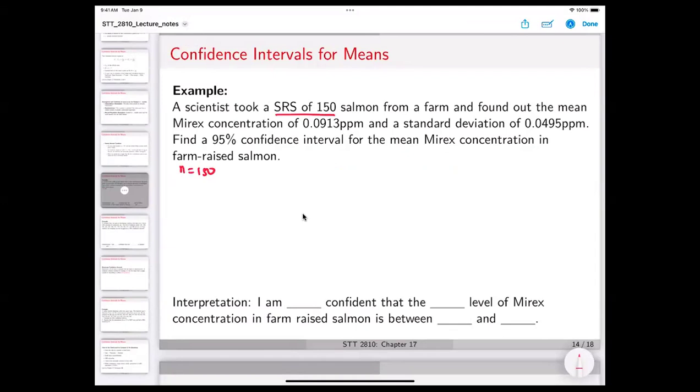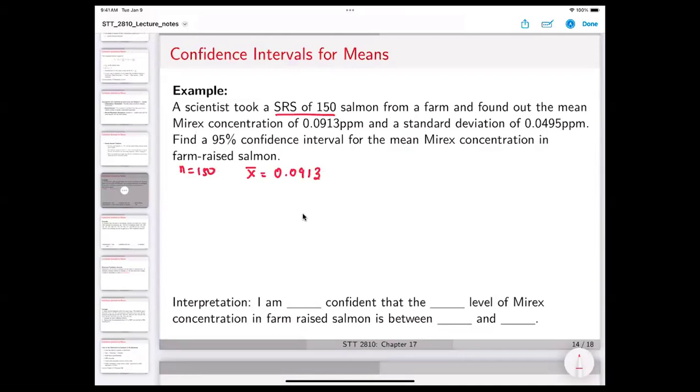And he found the mean of the mercury concentration. So what is the mean? The mean is based on the samples that he took. Is that okay? Does that make sense? So the mean here is the sample mean. So we can see x bar is equal to 0.0913.